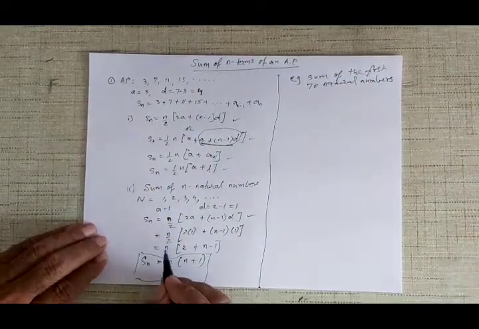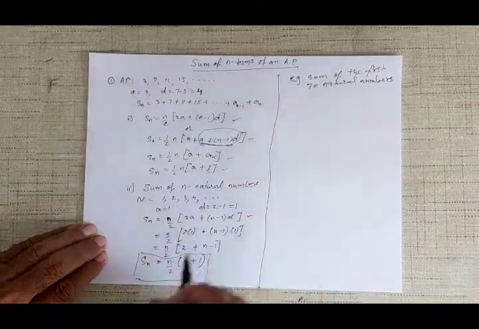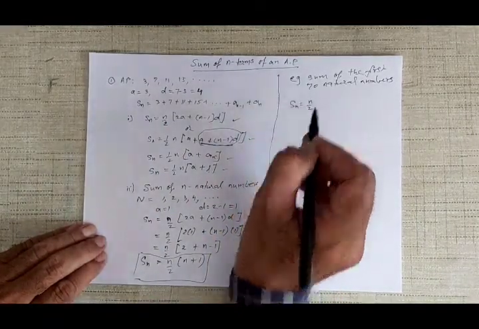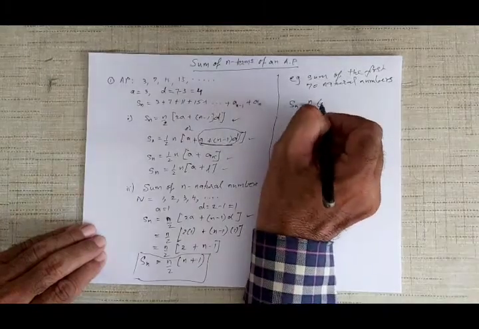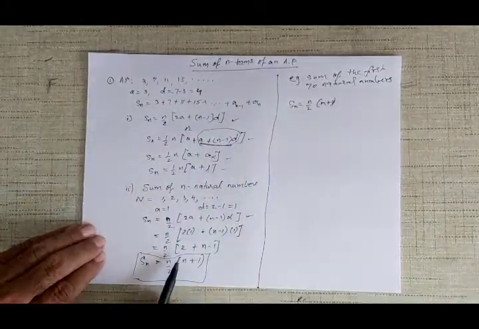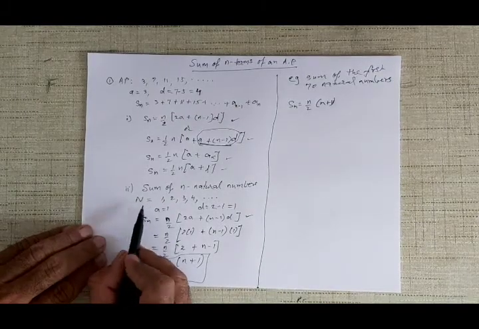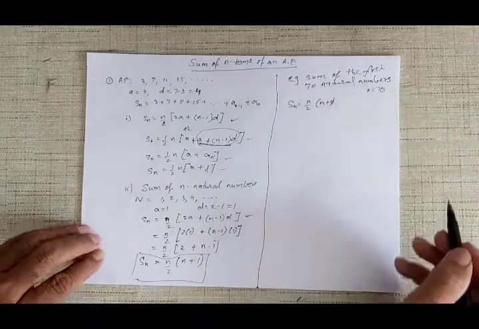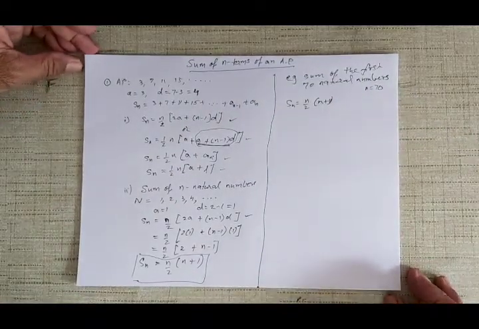Now, if I want to find the sum of the first 70 natural numbers, use this formula. S of n is equal to n upon 2 into bracket n plus 1. This is far easier. How did we get this? We got it from here. It is the same thing. Now here n is equal to 70 because you want to find the sum of the first 70 natural numbers.